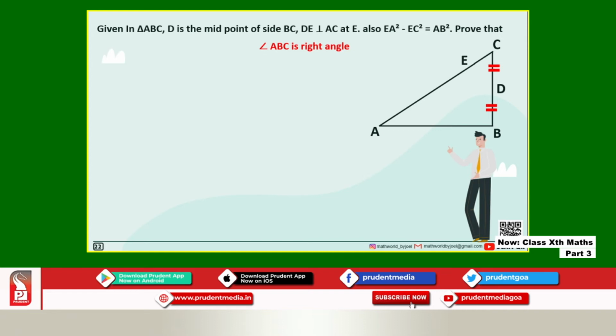Okay. E is perpendicular. So I'll just draw a perpendicular line. And you are asked to prove EA square minus EC square is equal to AB square. Okay, this is also given to us. B is a right angle, that is what we are asked to prove. So, in right angle triangle AED, the one which you can see in red, I can write Pythagoras theorem, and it would be AD square is equal to EA square plus DE square.